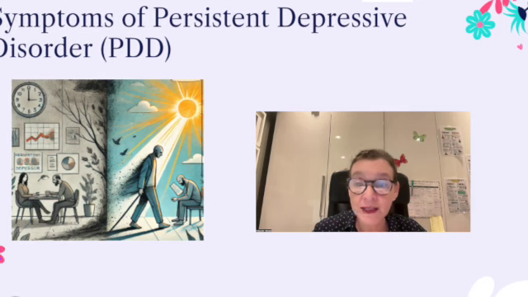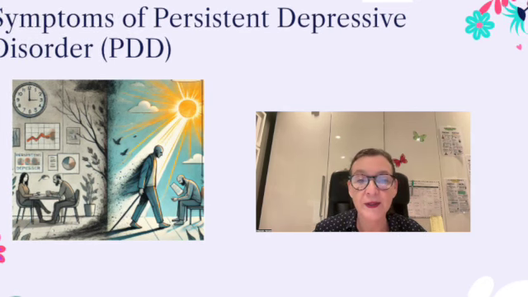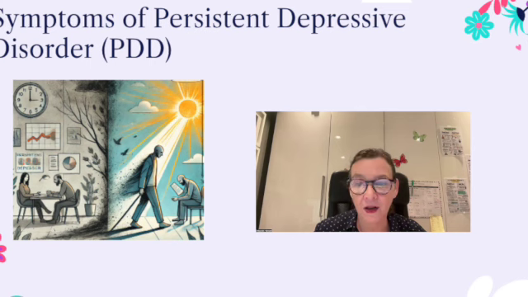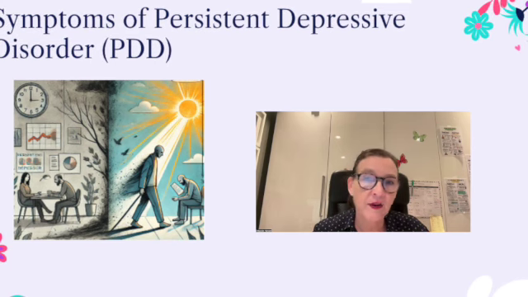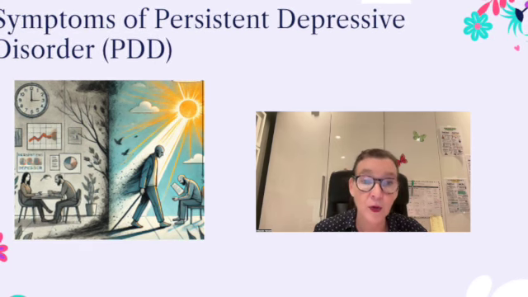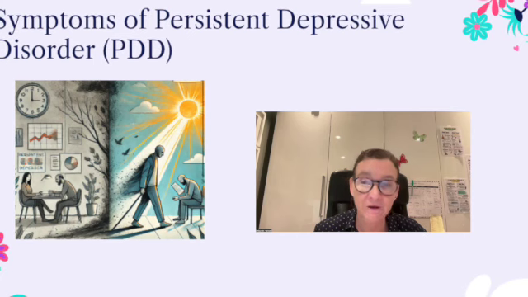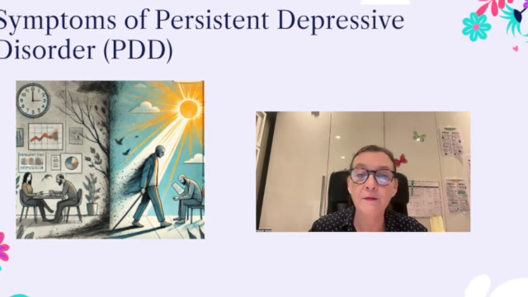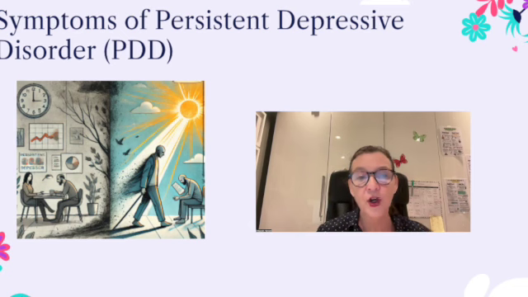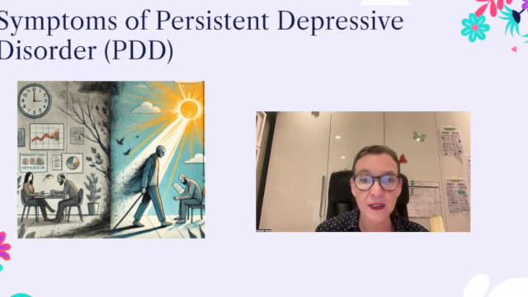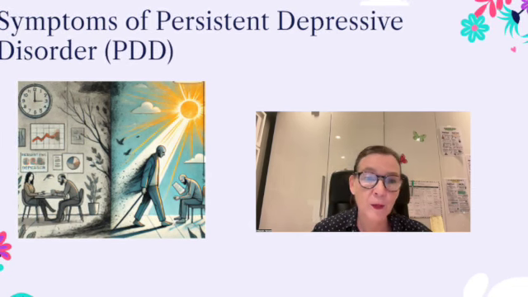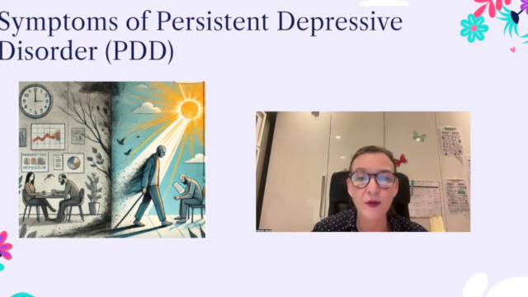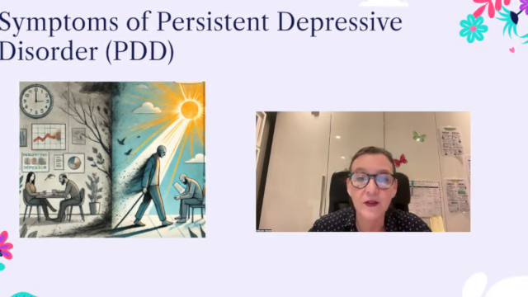PDD symptoms are similar to major depressive disorders, but they often appear in a more subtle and long-lasting way. These symptoms can be divided into three main categories: emotional symptoms, cognitive symptoms, and physical symptoms. Let's start with emotional symptoms. These are ongoing feelings of sadness, hopelessness, or low mood. For example, a person may feel like they're just going through the motions every day without any enthusiasm.